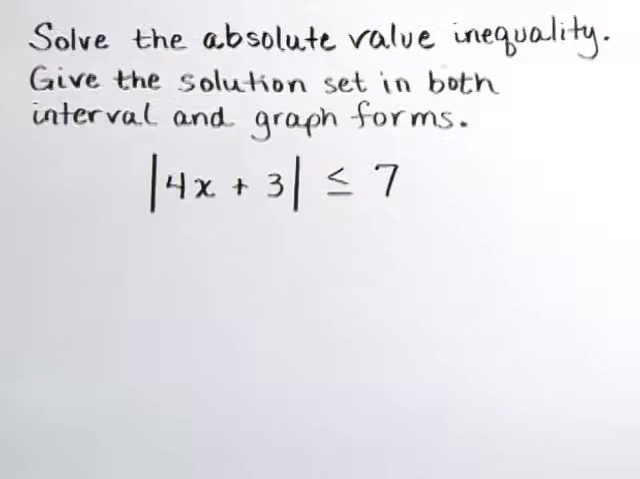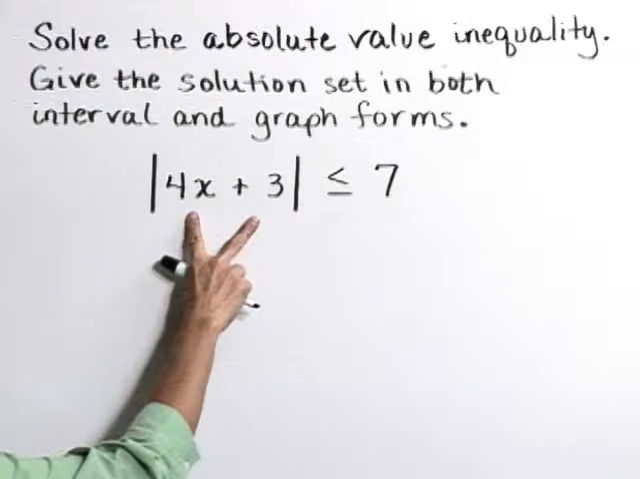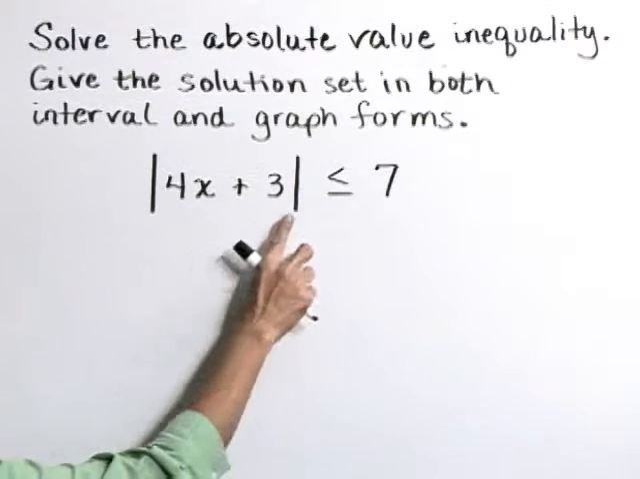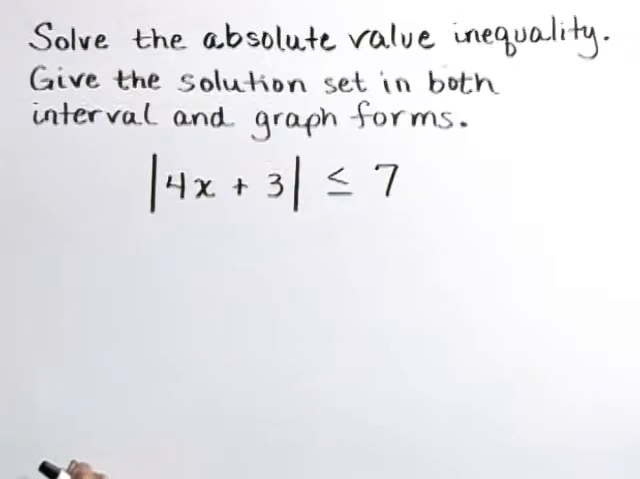Solve the absolute value inequality. Give the solution set in both interval and graph forms. Here we have the absolute value of 4x plus 3 is less than or equal to 7.